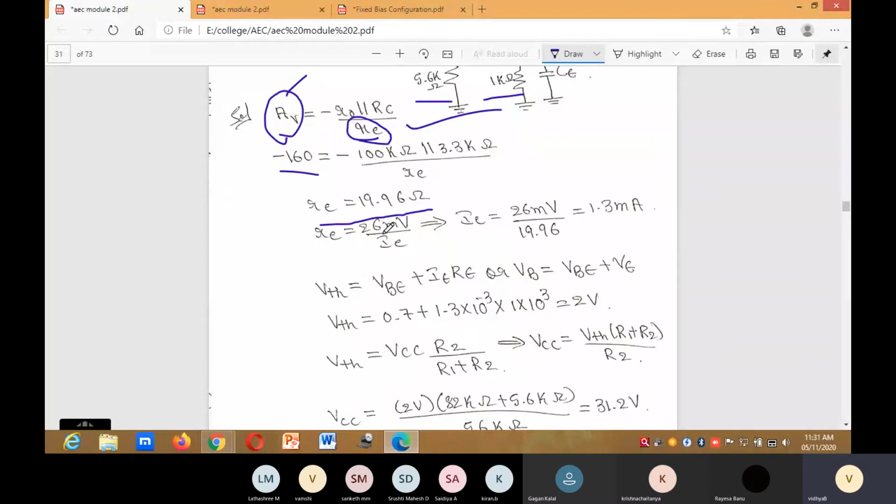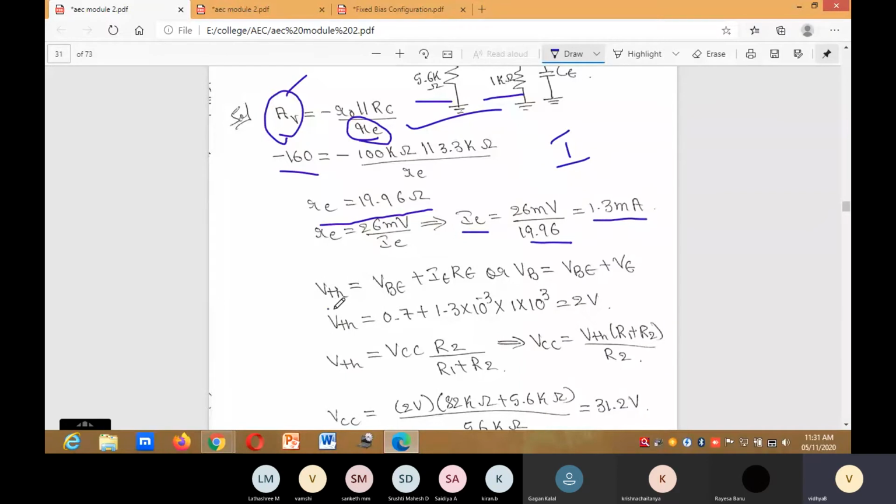What about the IE formula? IE is equal to 26 millivolt divided by RE. We don't know the value of IE, so 26 millivolt divided by the RE value, which is 19.96. So you will get the IE value as 1.3 milliamps.